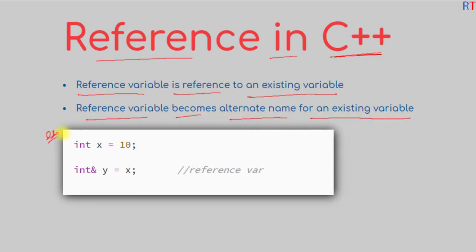Like in the example, we have created one integer variable x with the initial value 10, and then we have created one reference variable, int ampersand and then the name of the reference variable, and then we can assign it an existing variable like x. This way the reference variable y will be the alternate name for the existing variable x. That means we can use the alternate name y in our program instead of the existing variable name x.